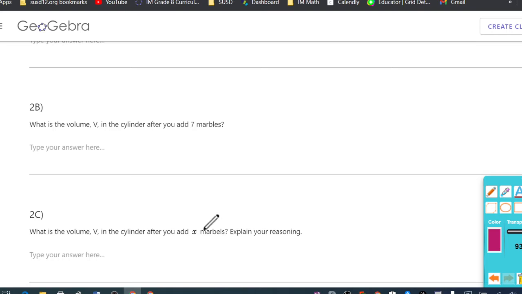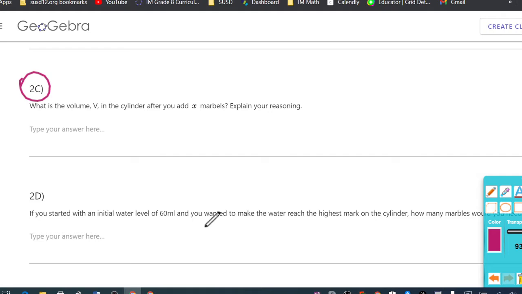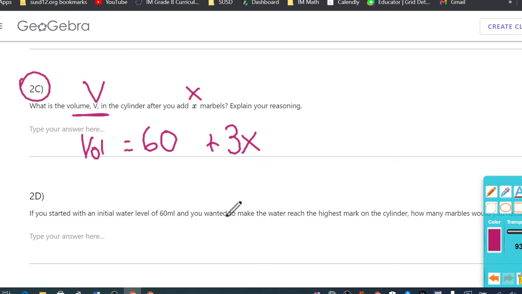Okay, let's do it. What is the volume in the cylinder after, oops, sorry, not that one, 2C. What is the volume V in the cylinder after you add X number of marbles? Well, the volume started with 60 milliliters. Then, every time we add 1 marble, it increases by 3 more milliliters. So the number of marbles is X, and every time we add 1 marble, it increases by 3 milliliters. This equation helps you find the total volume.